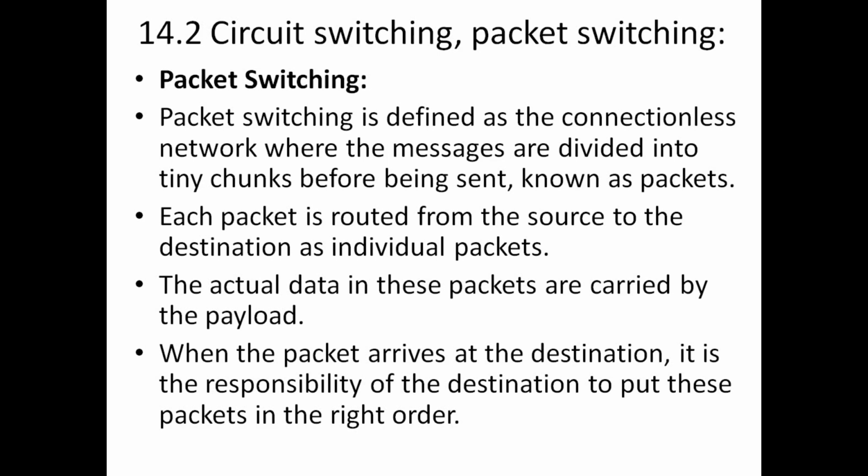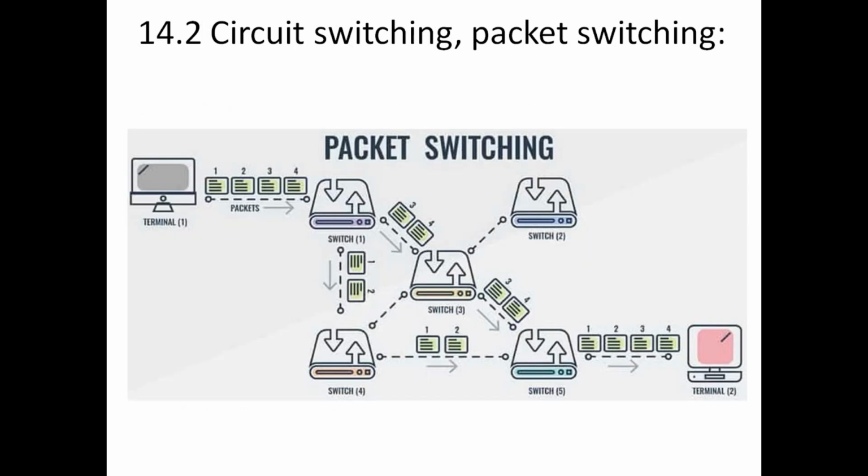Before transmission, the message is divided into data packets, and each of them is, theoretically at least, sent individually through different routes or whatever is available, and routers play a very vital role in all of this. The actual data in these packets is carried by the payload, whereas we have the header and the trailer for the completion of the packet. When the packets arrive at the destination, it is the responsibility of the destination to put them back into the right order.